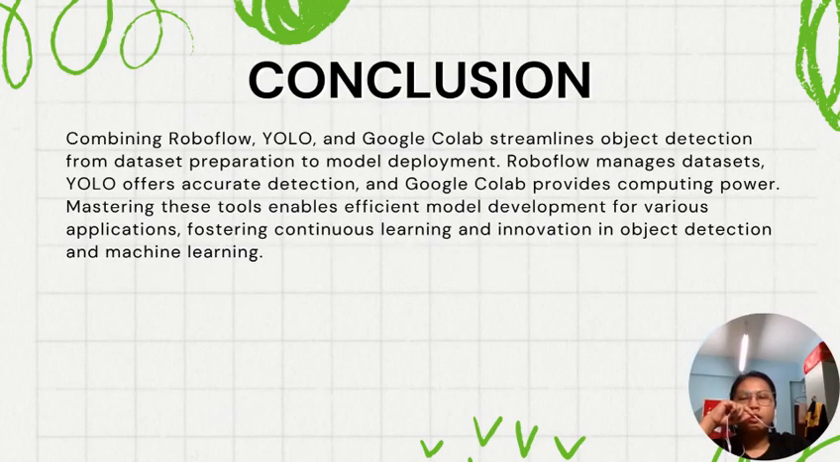In conclusion, combining Roboflow, YOLO, and Google Colab streamlines object detection from dataset preparation to model deployment. Roboflow manages the dataset, YOLO offers accurate detections, and Google Colab provides computing power. Mastering these tools enables inference model development for various applications, fostering continuous learning and innovation in object detection and machine learning.